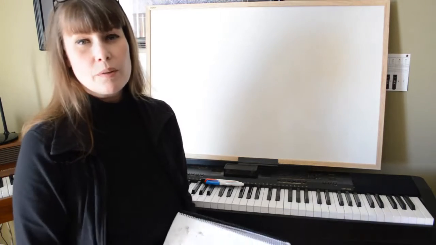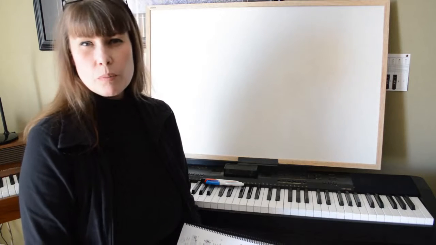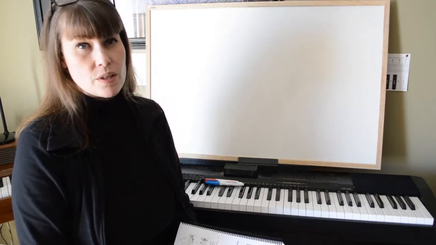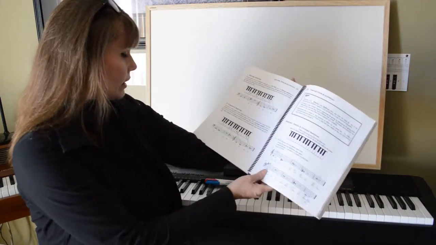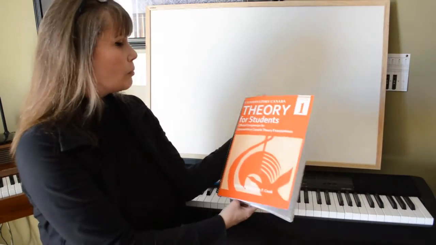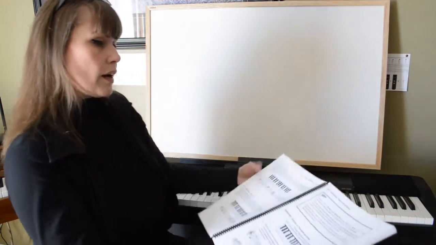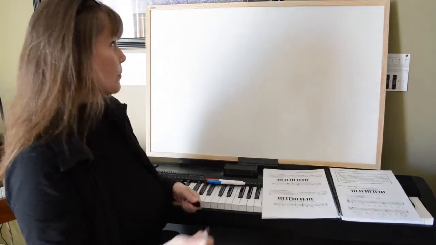Last lesson we talked about tones and semitones, and I just wanted to go through in a little bit more detail about the semitones, because there are two different kinds of semitones that we need to focus on. You're going to find those guidelines on page 25 and page 26 in your book, Conservatory Canada Theory, Book 1. So page 25 and 26 talk about the two different kinds of semitones.